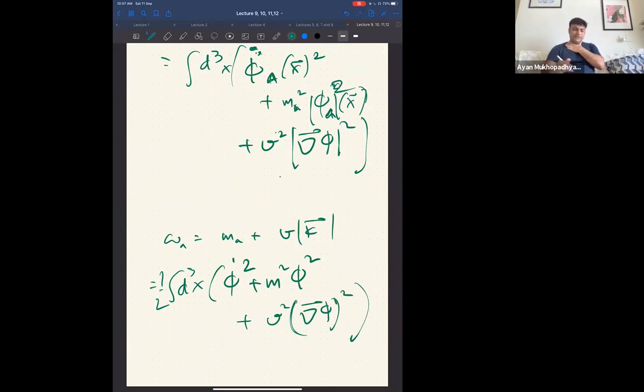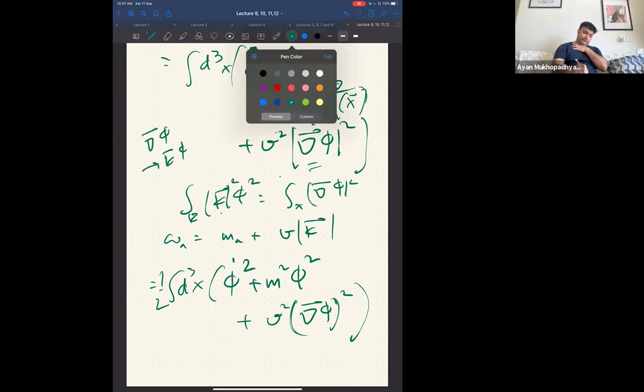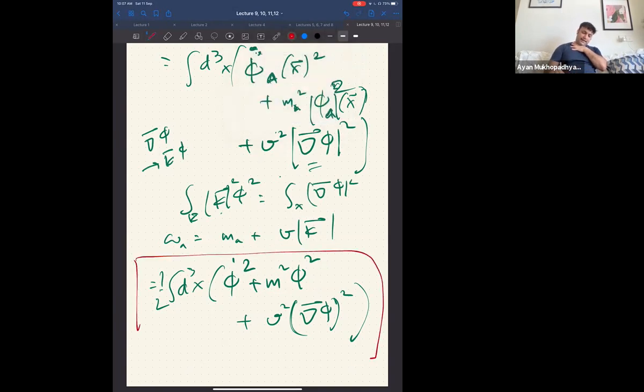Does it require more explanation? For example, why do I get grad phi? Because integration over k of mod k square phi square, k phi is nothing but grad phi in Fourier space. So, again using Parseval's theorem, this is the integration over x of grad phi square. So this is how I get this field now. So the Hamiltonian of a classical field comes up, right? This simply comes from the normal modes.